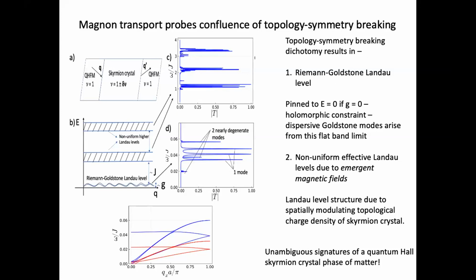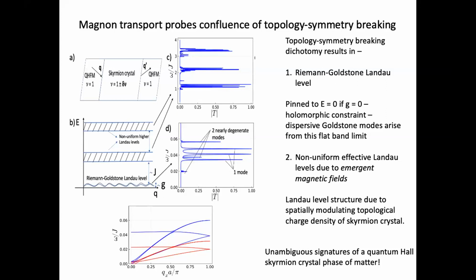No, so we haven't thought about the edge state problem yet. We're just considering a magnon scattering through the skyrmion crystal. There might be possibilities of some bound states between magnons and skyrmion crystals at the edge, the boundary between the skyrmion crystal and something that is not a skyrmion crystal.